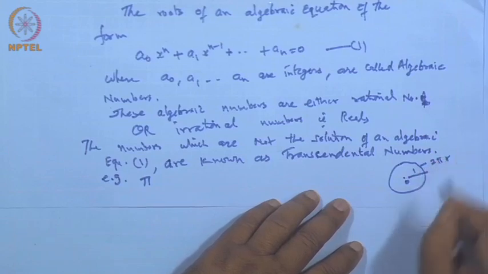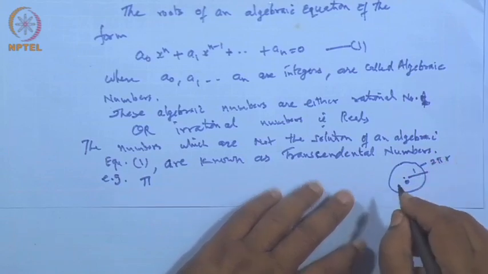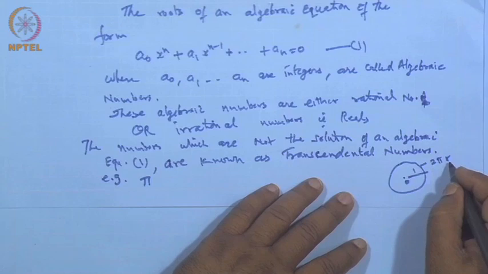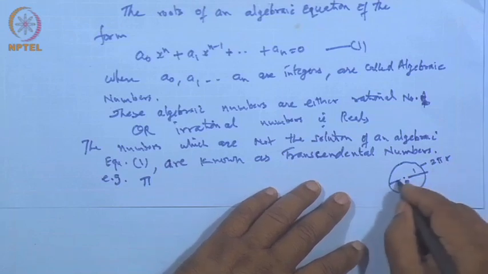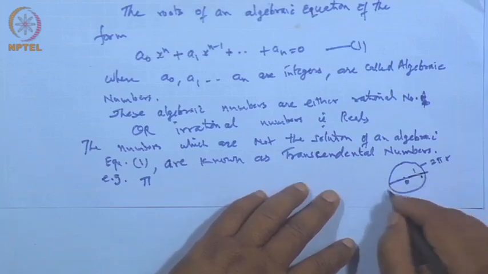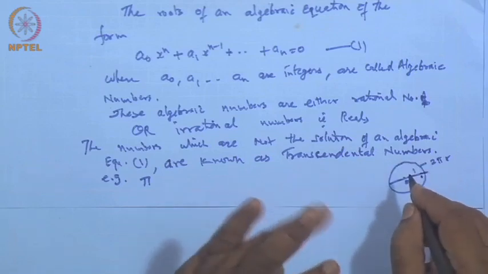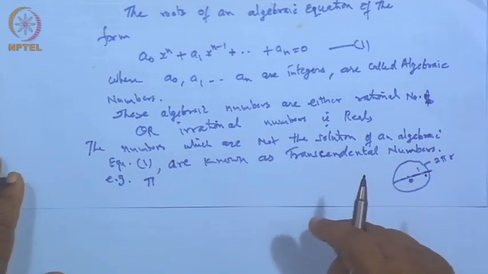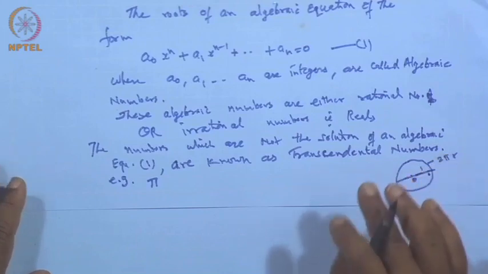2 pi r, is it not? If r becomes 1, then the circumference is 2 pi times the diameter. So, that 2 pi will give the pi. Okay? So, basically pi is a transcendental number.